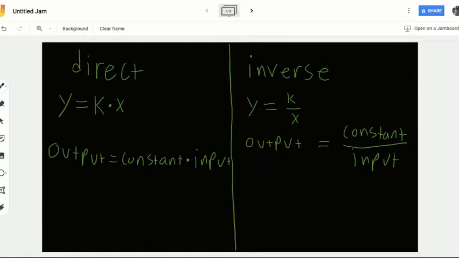It's just multiplication, straightforward. Inverse is y equals k divided by x. So its output equals constant divided by input. So inverse always has a variable in a denominator. So inverse will always have one of the variables, either x or y, in the denominator. Direct, they're all being multiplied kind of across. One thing to note is that our k is a constant. They represent some number, and oftentimes that's what they're going to ask us to find.